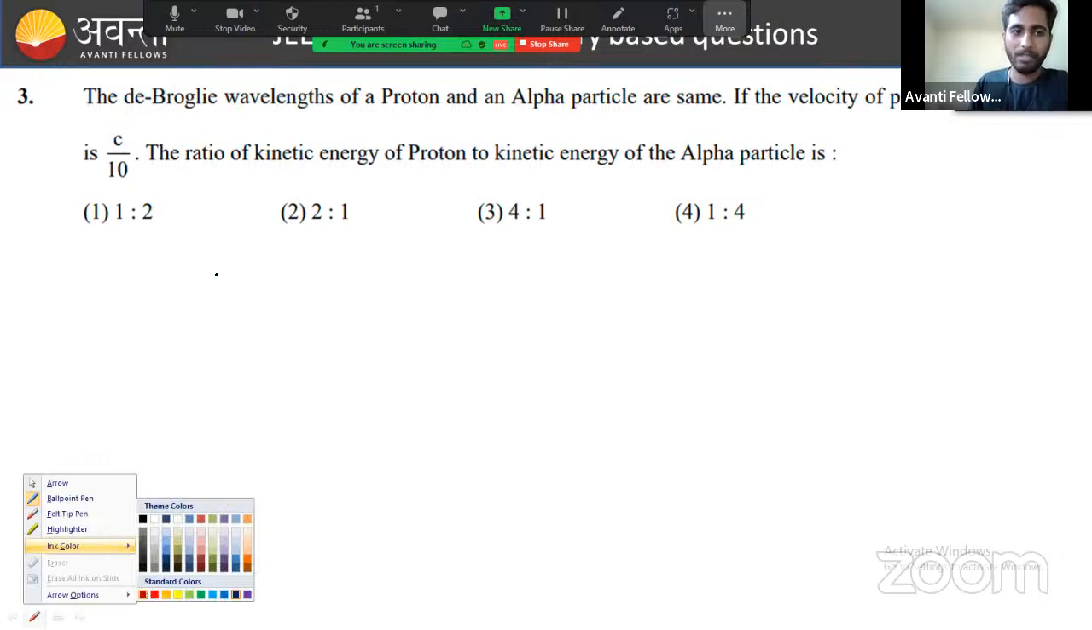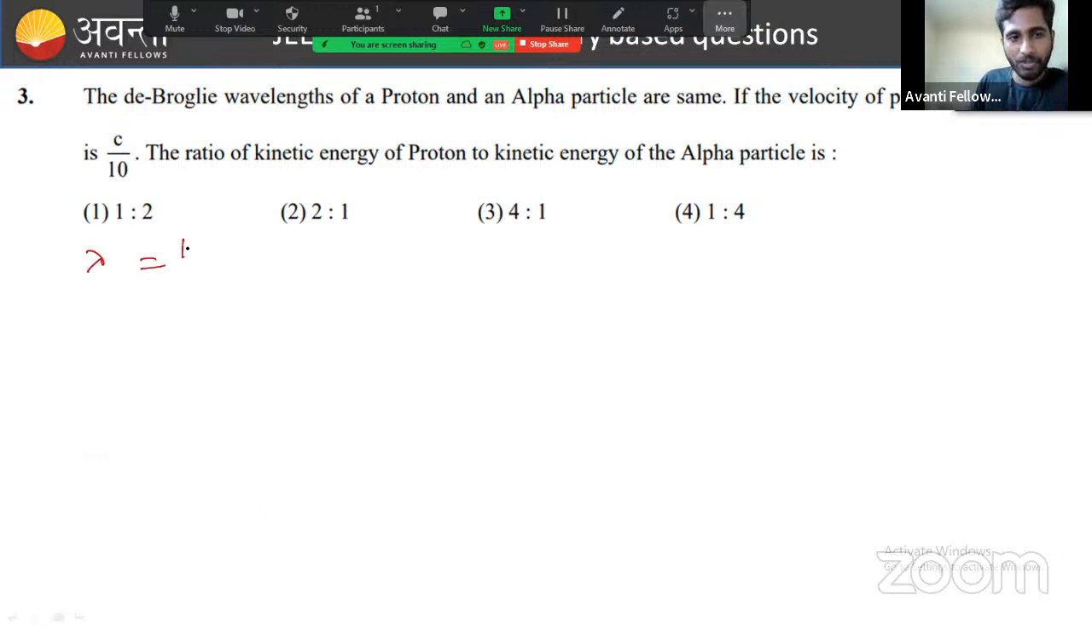Okay, look at this. Quickly we'll do. Lambda is equal to h divided by mass of proton and velocity of proton, they gave c by 10, c by 10. Okay, this is for proton, divided by for alpha particle. For alpha particle again h divided by, it will come to the numerator. Mass of alpha particle is 4 times mass of proton, and then velocity we don't know, v dash, we will write like this. Clear enough?